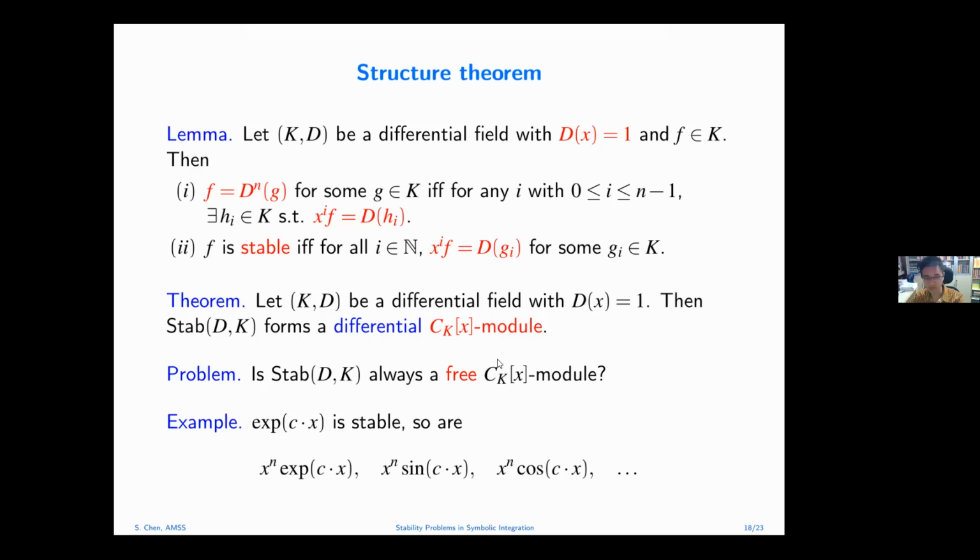I checked some special cases. This is indeed free, but in general, I don't know how to show whether this is free or not. This is still an unsolved problem. For example, we already know that exponential x is definitely stable because you can integrate this and still get the exponential. And by this module structure over the polynomials, you can multiply by x to the n, and you still get a stable element. So actually, the stable elements are closed under multiplying by polynomials. This is the meaning of the module.